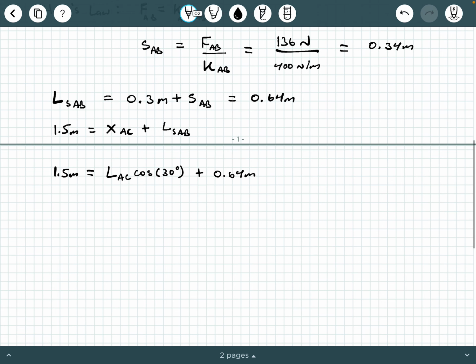And now look what I can do. I can rearrange this and solve for L_AC, okay? Because at this point I just have this one equation and I have just this one unknown. So I'm going to say 1.5 meters minus 0.64 meters, and then all of that divided by cosine of 30 degrees. And so I get about 0.99 meters. Okay, and that's my answer right there. My answer is 0.99 meters. So in practicality, you would say 1 meter, okay? But 0.99 meters is the official answer. And that concludes this example.